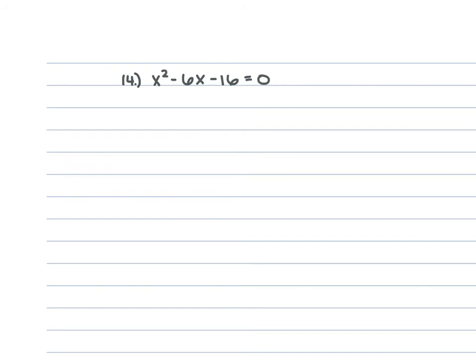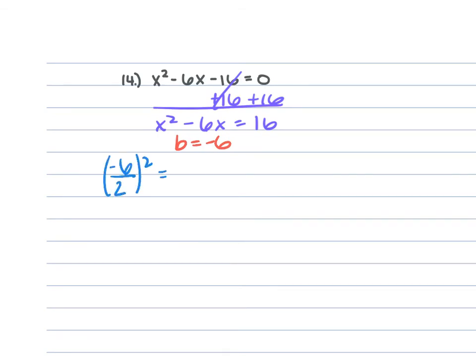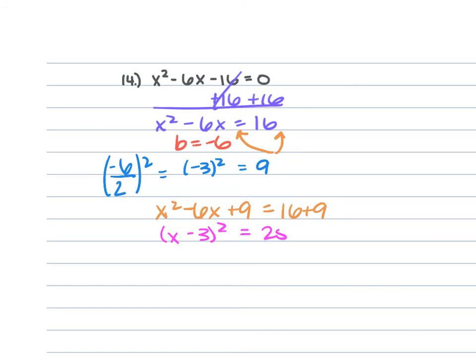For 14, which is on the next page, we have x squared minus 6x minus 16 is equal to 0. So we're going to add the 16 to both sides. We get x squared minus 6x is equal to 16. Our b is negative 6, so we're going to do negative 6 over 2 squared, which is negative 3 squared, and that's 9. We're going to add the 9 to both sides, so we get x squared minus 6x plus 9 is equal to 16 plus 9. So this is x minus 3 squared is equal to 25.